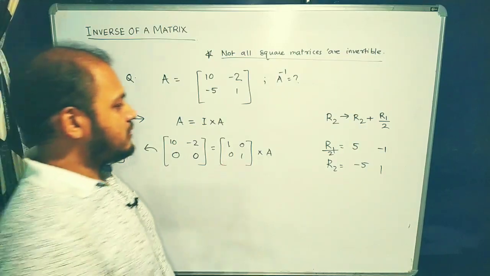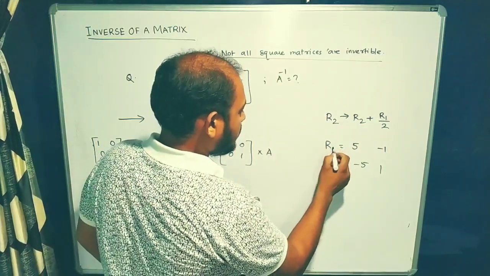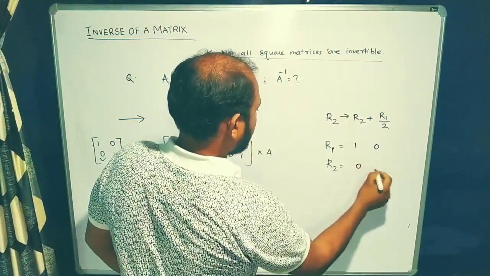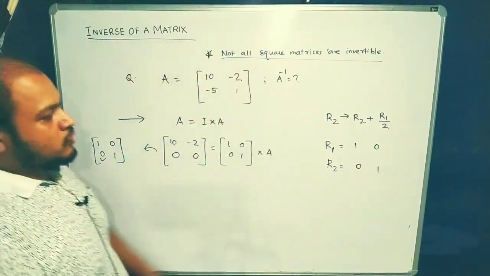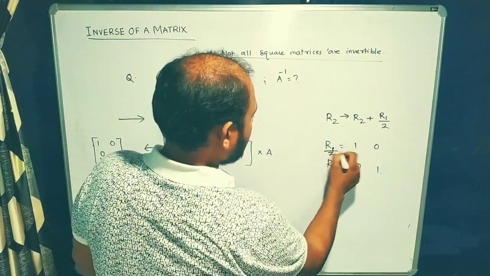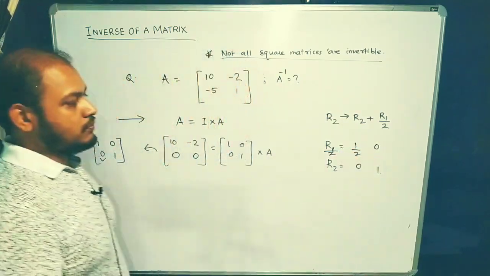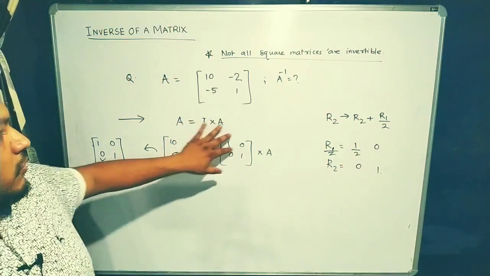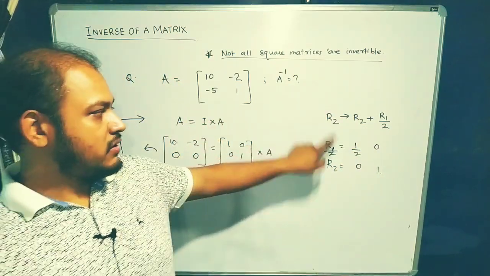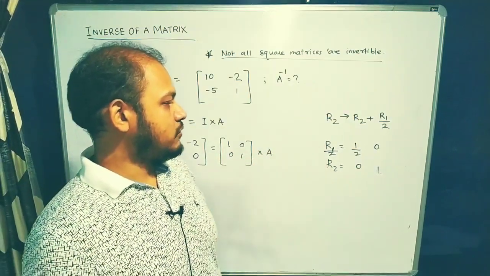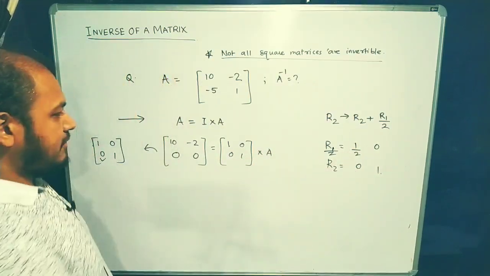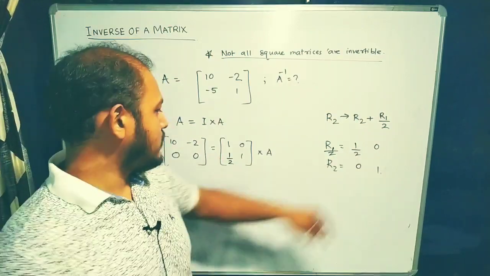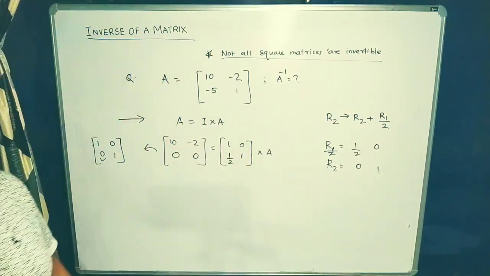Similarly on the right hand side we are having R1 equal to 1 0 and on the second row we have 0 1. So R1 by 2 will be equal to half 0. 0 by 2 is 0. So the first row is not changing, second row is changing, and that is changing to R2 plus R1 by 2. So 0 plus half is half. So place a half here, and then 1 plus 0 is 1. No need to change, it is 1 there already.